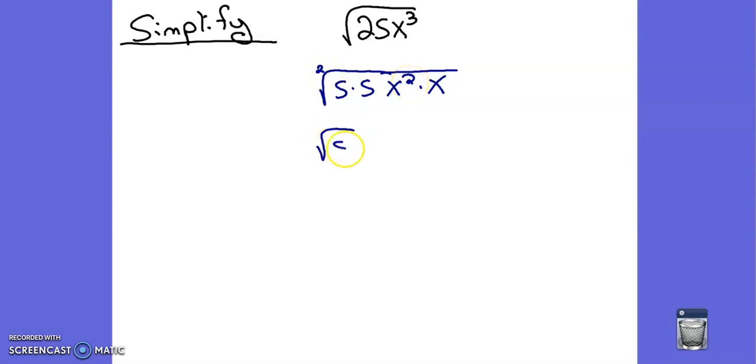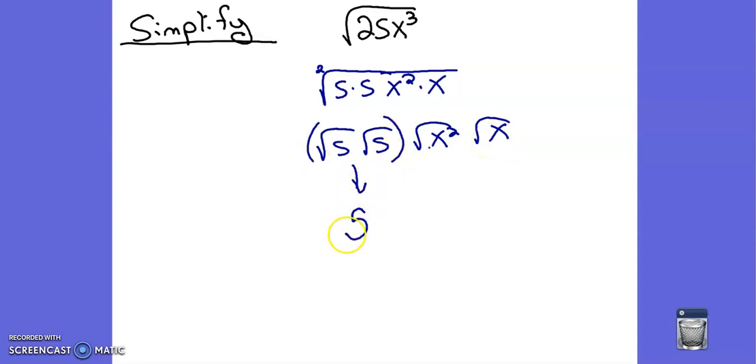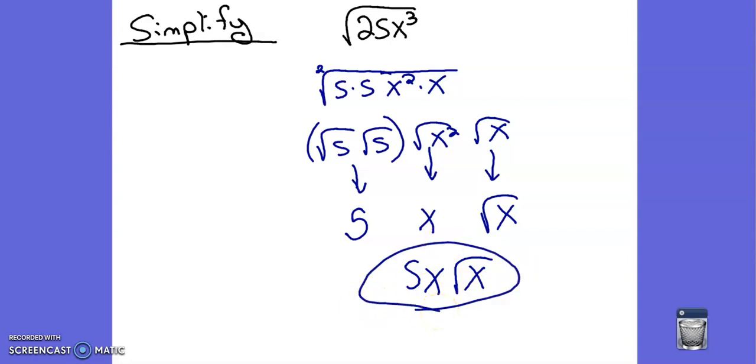And so again, if you think of this individually, square root of 5 times square root of 5 times the square root of x squared times square root of x. So individually, square roots. Anytime you see a pair of square roots, that goes to a normal number. This goes to a normal x. This guy is still stuck inside. So 5x square root of x is your final answer.